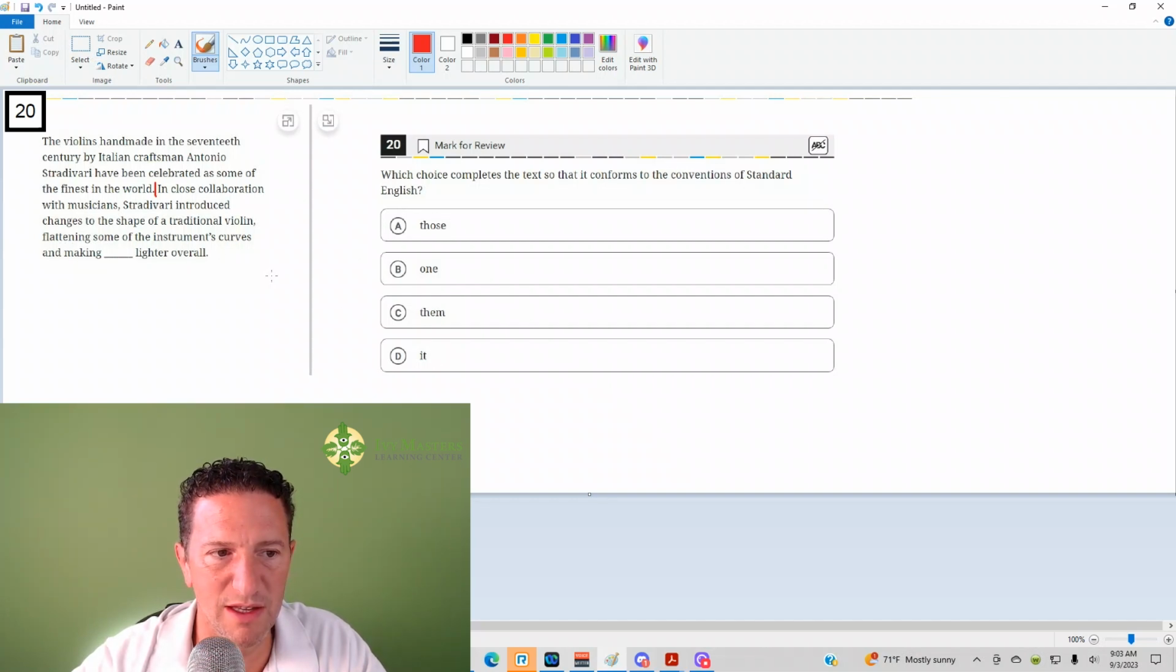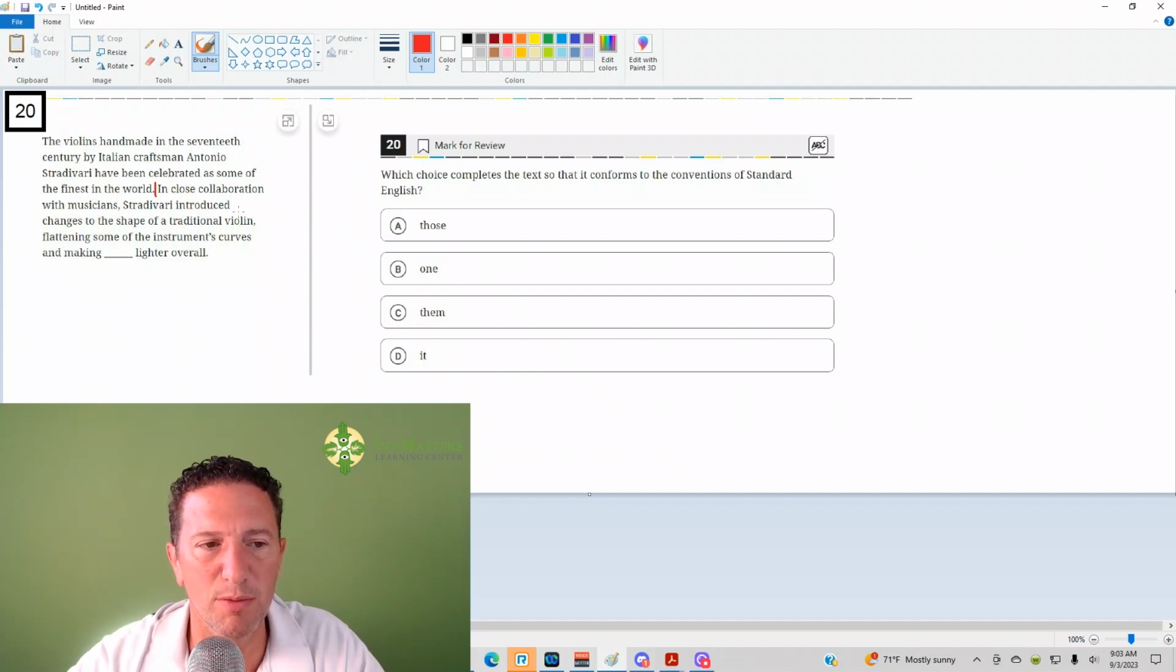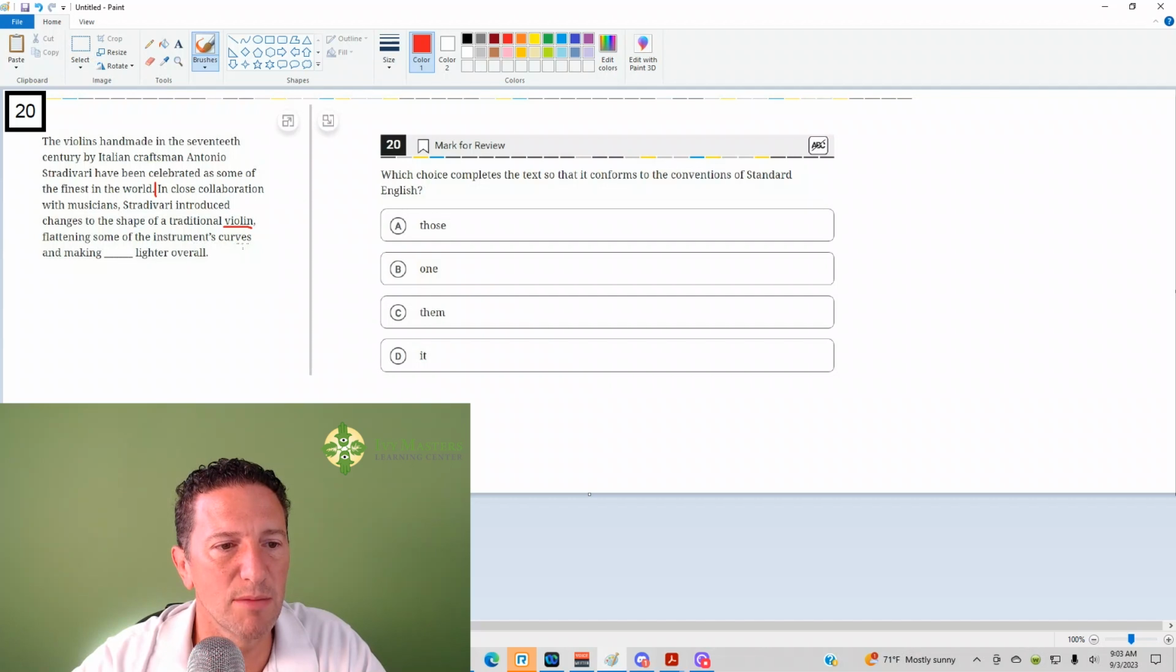These are all pronouns in the answer choices. You've got to identify what the pronouns are replacing. It must be replacing violin. I'm going to read with that in place: flattening some of the instrument's curves and making the violin lighter overall. Sounds right. Violin is singular, so those and them are plural.